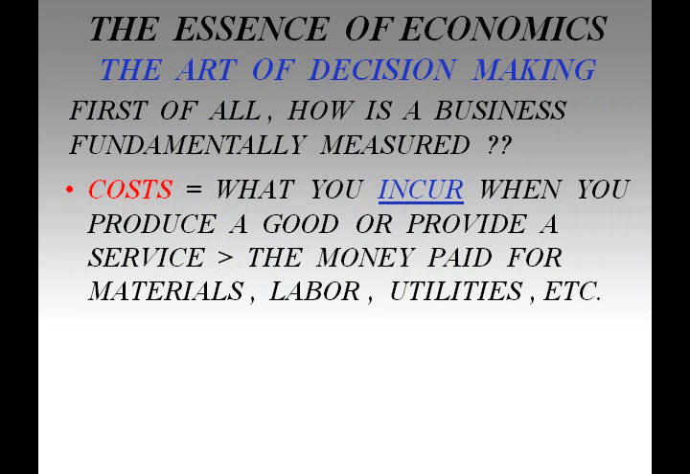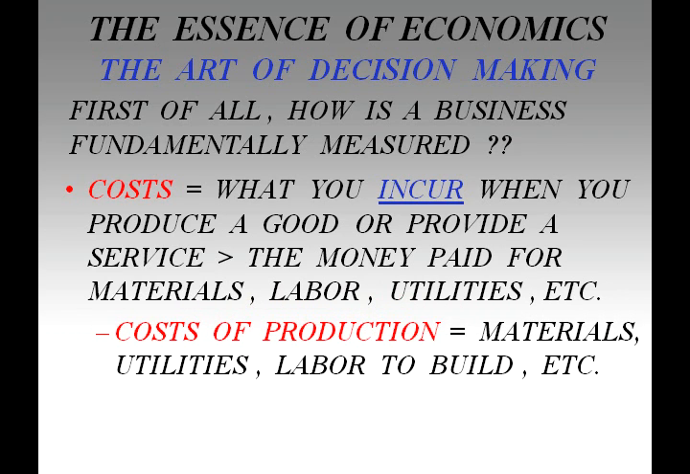Now, costs are looked at in a number of different ways when we measure businesses, but for our purposes here in this chapter, we're just going to categorize costs in two ways. First is the cost of production, meaning the cost that you incur to either build your product or provide the service. In other words, those materials, utilities, labor, tools, and the like.